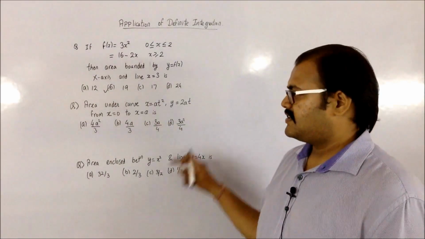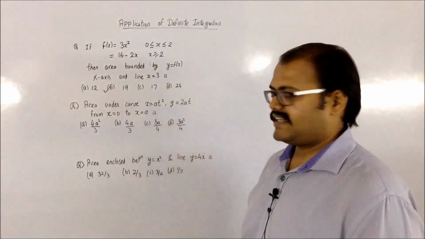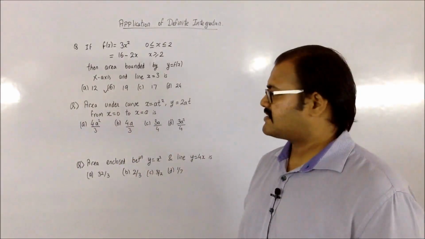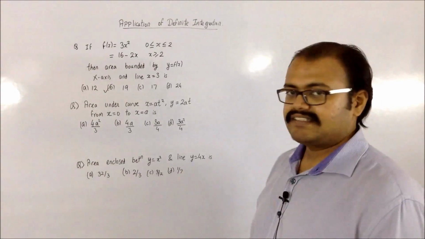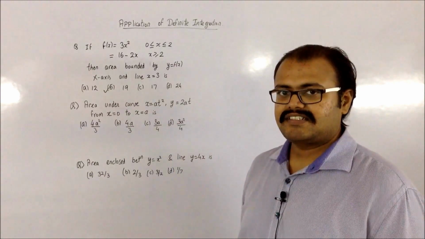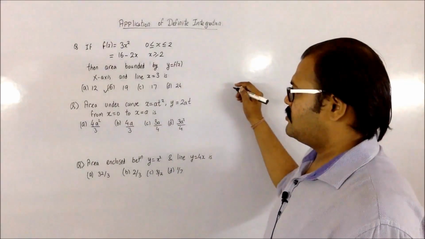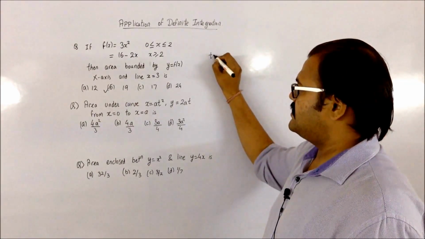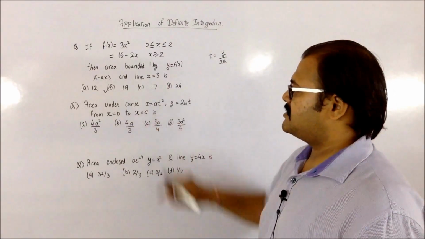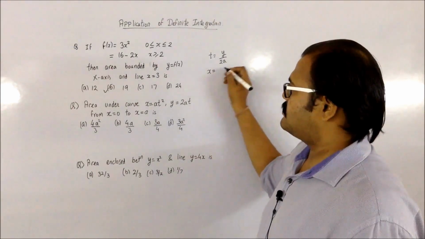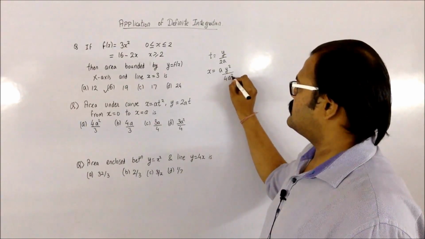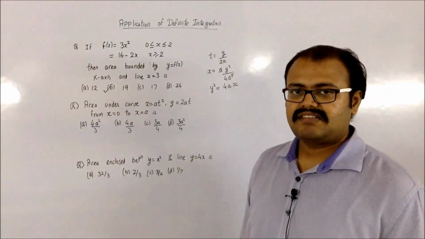Moving to the next one, you have to find the area under the curve which is given by x equals this and y equals this, for x equals 0 to x equals a. Now in this, first of all, you have to convert this parametric equation into your normal equation. So you can substitute your t from this as y by 2a. If you substitute in this, you will be getting x equals at square, so that's going to be y square by 4a square. So you're getting the equation as y square is equal to 4ax.